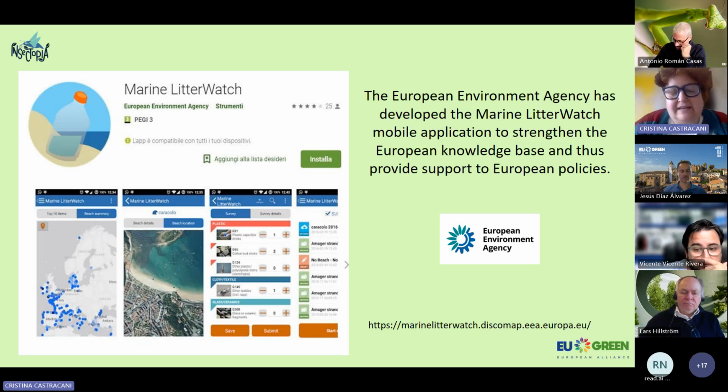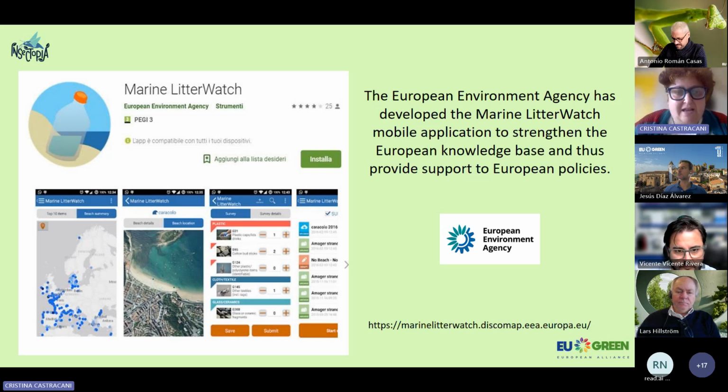So when there are events for cleaning beaches and seas, you can use this app to describe what type of plastic you are collecting and removing, and all this data can be sent to the European Environment Agency.